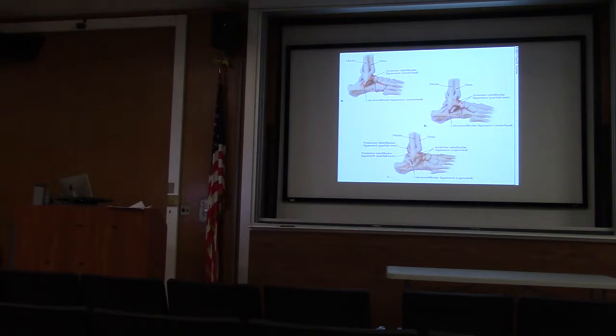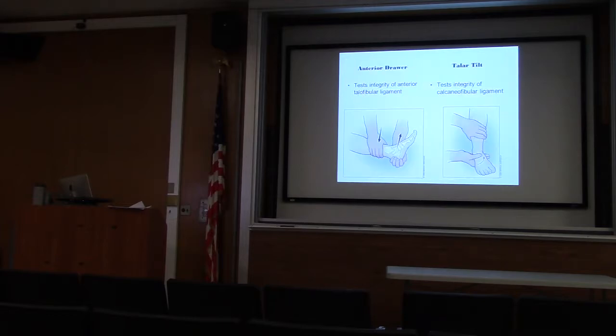And this is again a visual representation. So grade 1, you just have stretching of the ligaments, the ATFL and the calcaneofibular ligament. In grade 2, you have a partial tear of the ATFL, and the calcaneofibular ligament is still intact. It's just stretched. But in a grade 3 sprain, both are ruptured completely. And again, they're very swollen, tender, and the patient will not be able to bear weight.